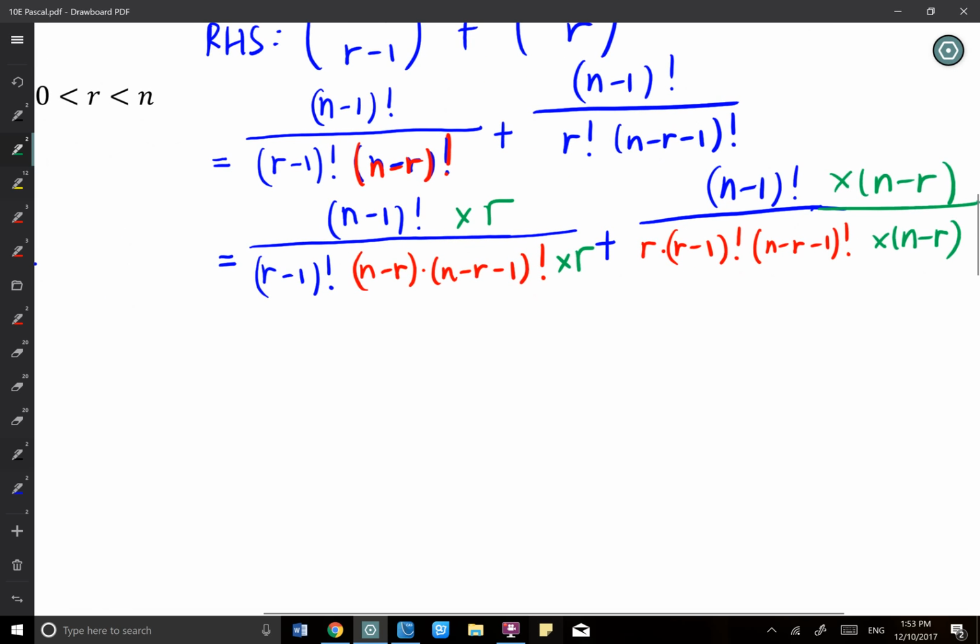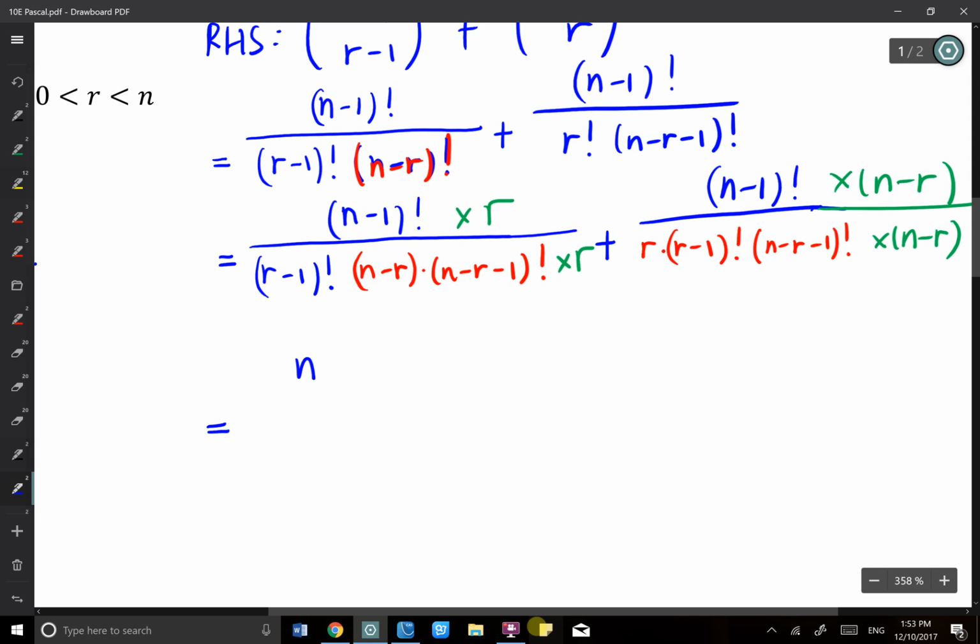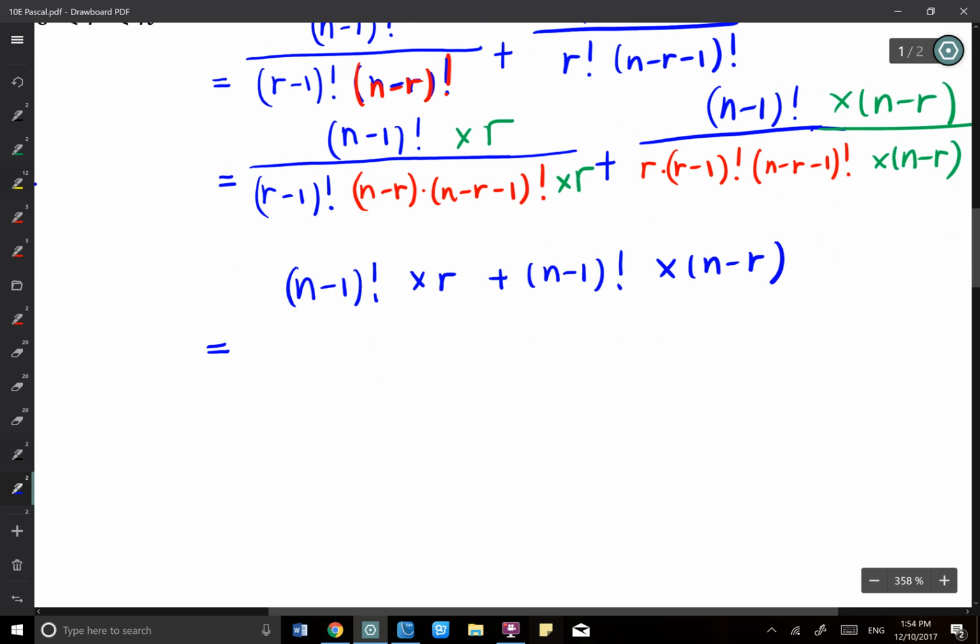Can you see it? Everyone got n minus r factorial, got n minus r, n minus r minus 1 factorial, and r. That one got r, n minus r, n minus r minus 1, and n minus r. Okay? Four terms, and they're exactly the same. So it's the same denominator. If it's the same denominator, now I can add the numerator, and I will put my denominator together.